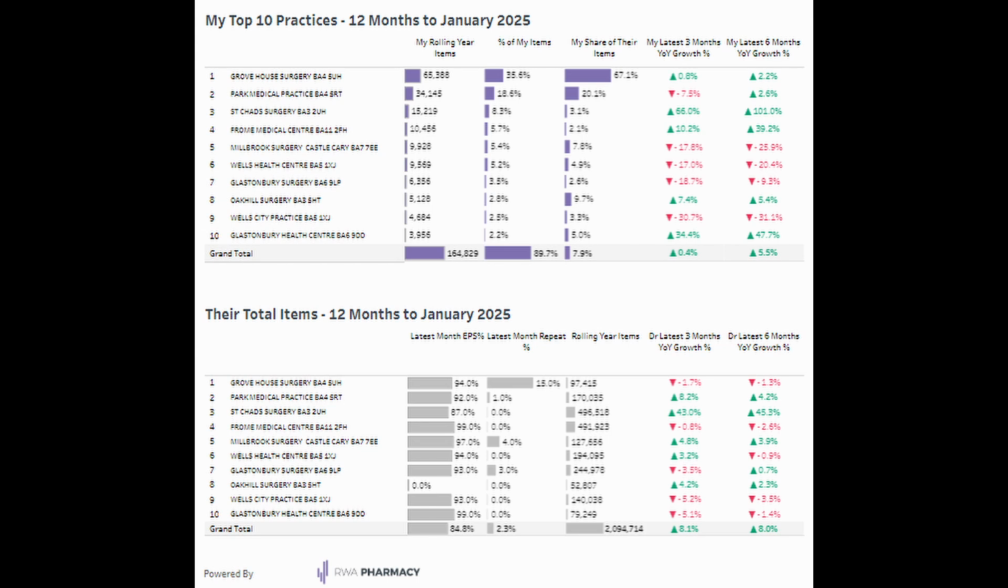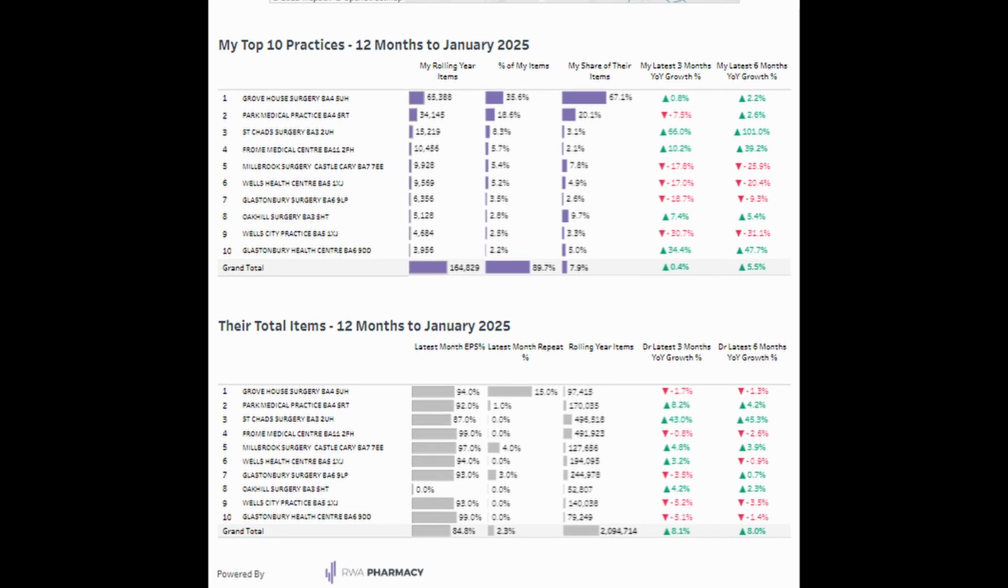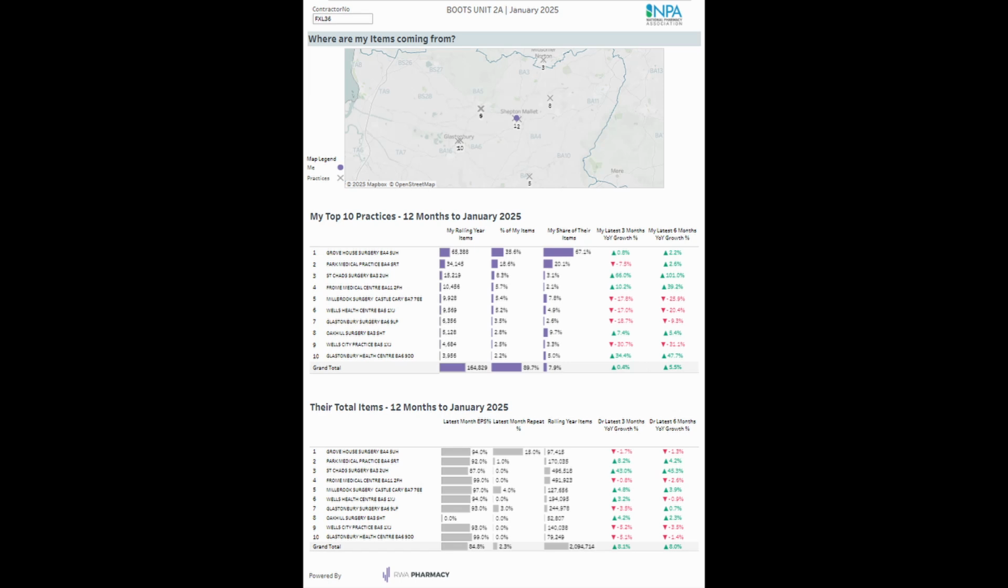You might notice, for example, that you're getting a low share from a nearby practice, which could highlight an opportunity for engagement. This page is especially useful for relationship management, helping you track referral patterns and explore whether increased communication or collaboration with a particular GP practice could improve your performance.